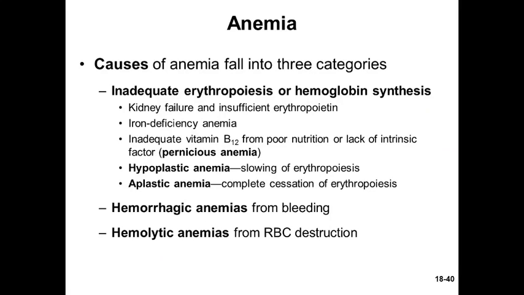Now, as far as anemia, I think I've already sort of alluded to this, but anemia would come in three categories as far as the cause. One would be a problem in the overall production of either the process of making red blood cells, erythropoiesis, or in the synthesis of hemoglobin. So this could be, again, some sort of kidney failure. It could be from an insufficient amount of the EPO. It could be from an iron deficiency. So again, if you're iron deficient, you have anemia because of that.